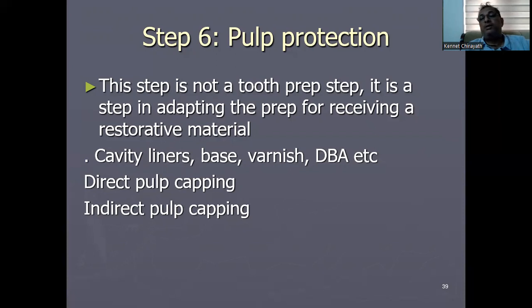Then comes the varnish. The main function of varnish is to prevent micro leakage. We usually give 2 or 3 coats of varnish. Varnish is given under amalgam restoration to prevent micro leakage.